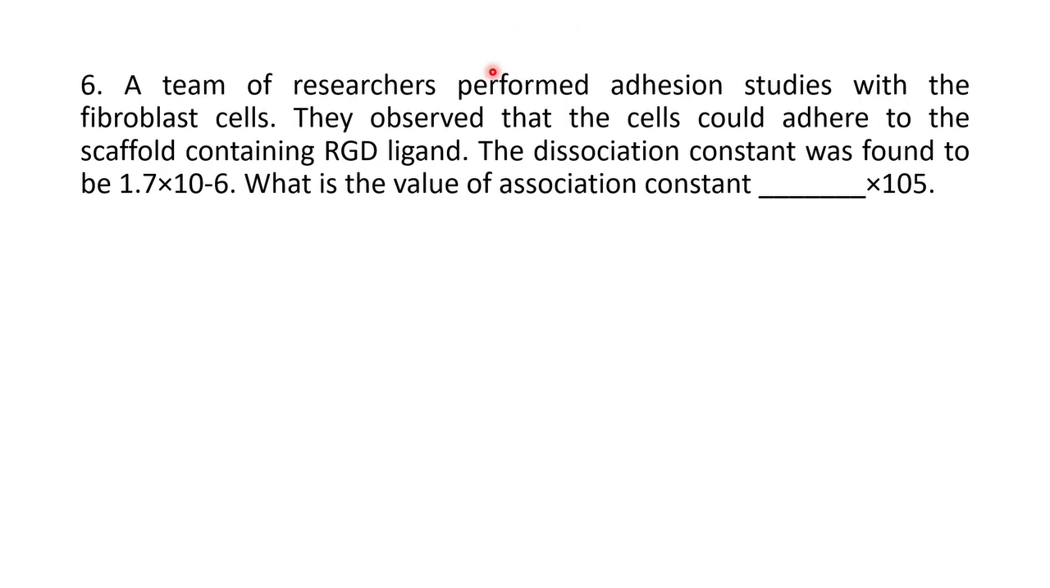So, in the videos, we would have seen that one of the major ligands that is extensively used to adhere fibroblast cells to the scaffold is RGD ligand. So, in this experiment that is being performed, they have given the dissociation constant, and they have asked to find the value of association constant that is prevailing there. So, there is one formula for this. Can anyone tell the formula?